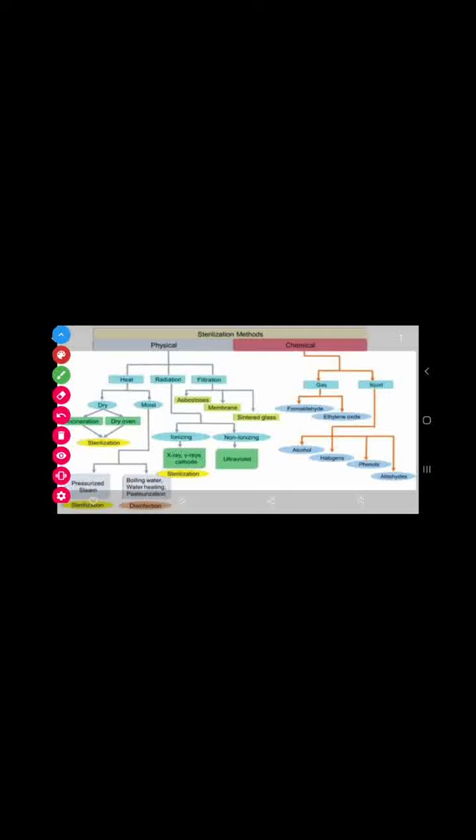I already discussed these points, and now I will discuss the types of sterilization very briefly. One is physical sterilization, another is chemical sterilization. In physical sterilization, we have heat, radiation and filtration. Heat is further divided into dry sterilization and moist sterilization.